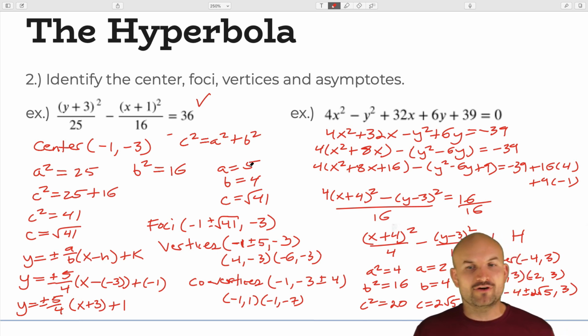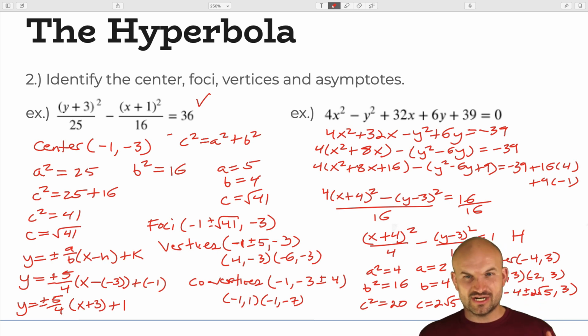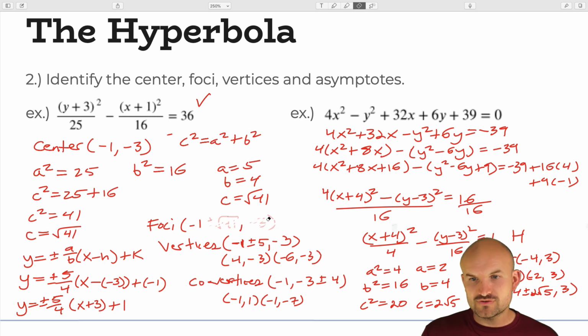So now we have our A, B, and C. We know that this is a vertical transverse axis. So therefore, from the center, why am I going up and down? I just did those all wrong. See, you can see that this is a vertical transverse axis, right? So since it's a vertical transverse axis, I should be adding my foci to my y coordinate, not my x coordinate. So I just did all of those wrong. Actually, I just did everything wrong.